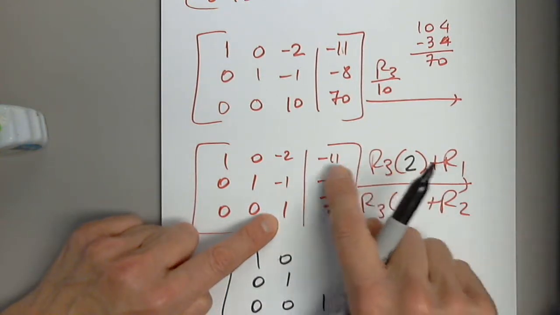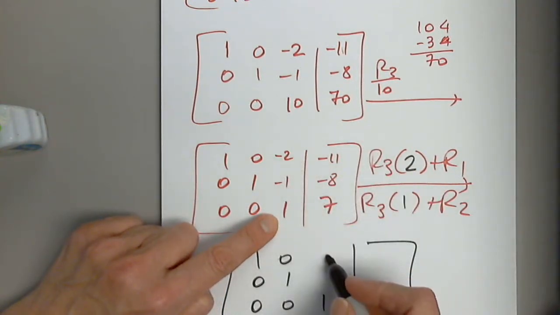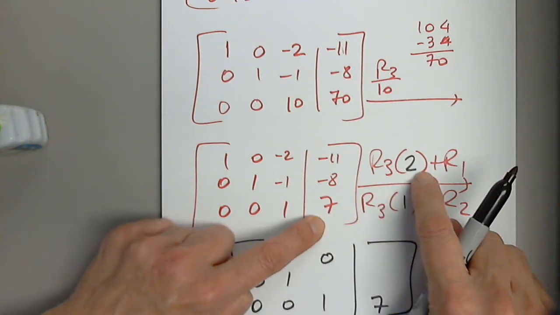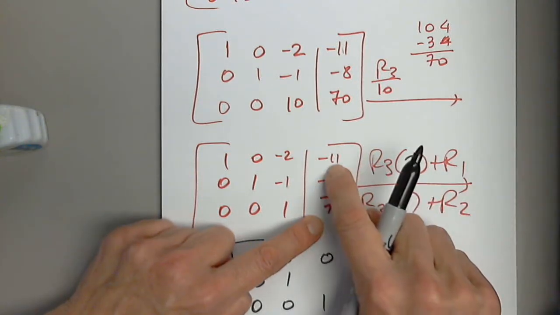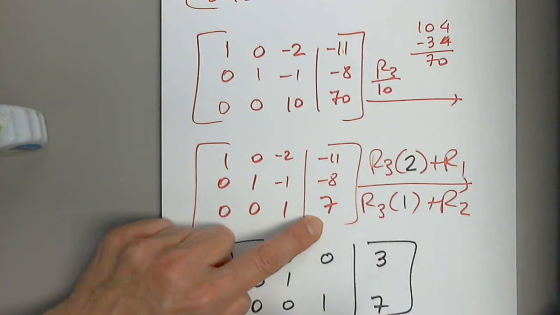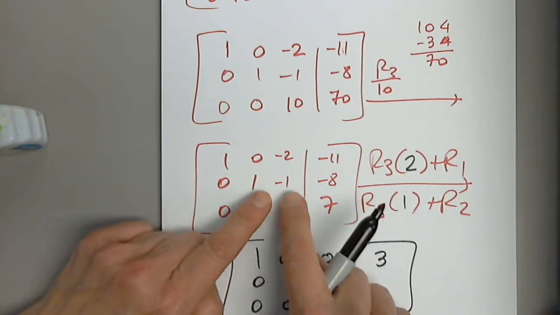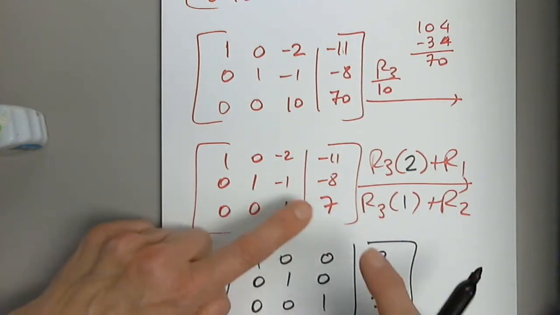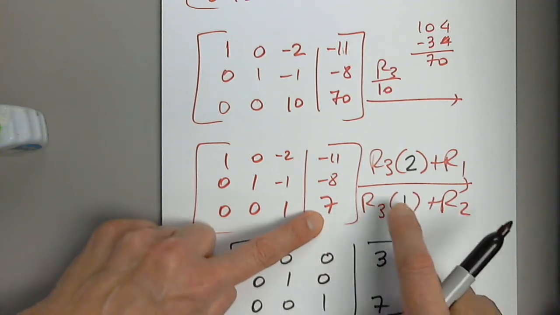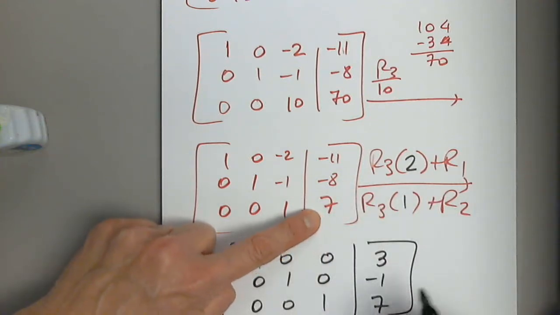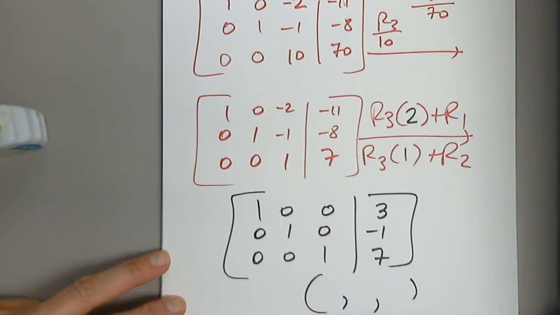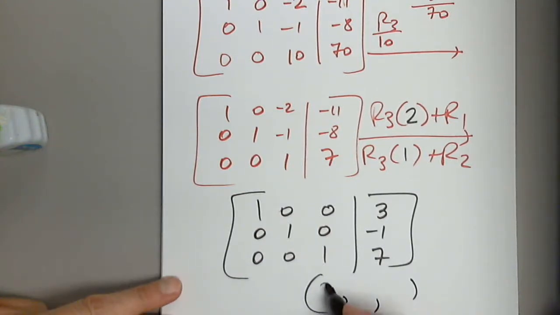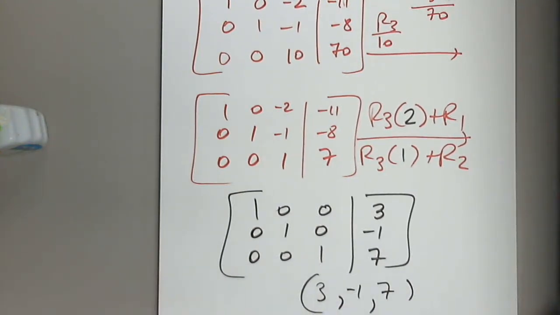One times 2 minus 2, 0. 7 times 2, 14, minus 11. 1 times 1 minus 1. 7 times 1, 7, minus 8, -1. Okay. We hope that the solution is 3, -1, 7.